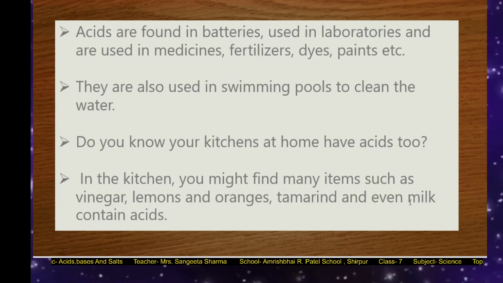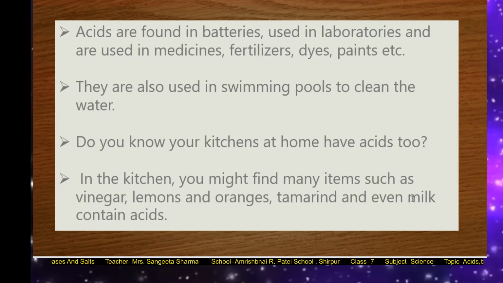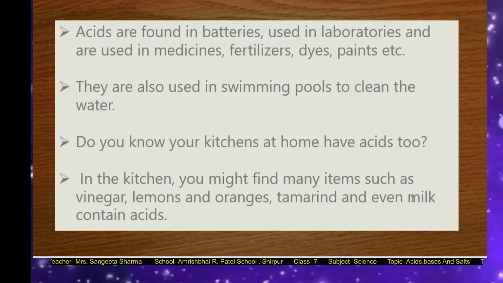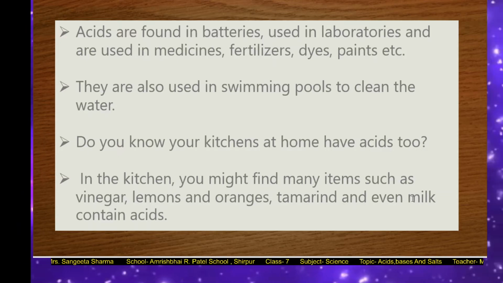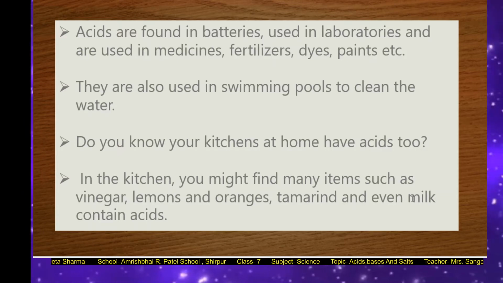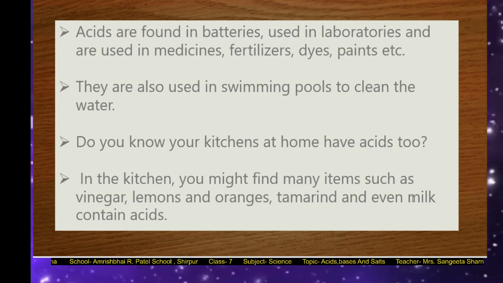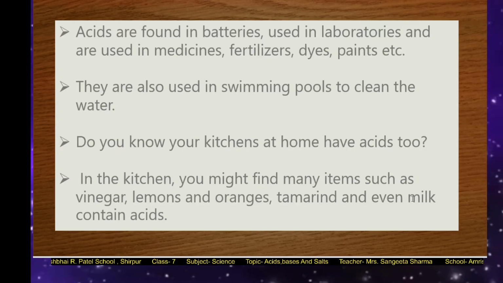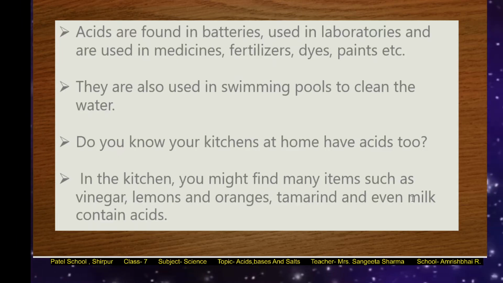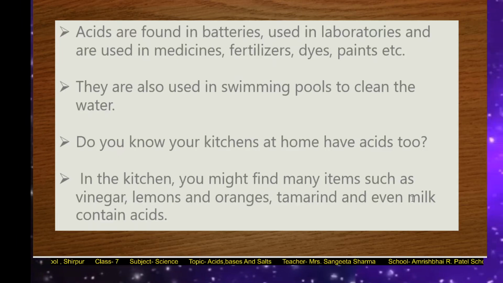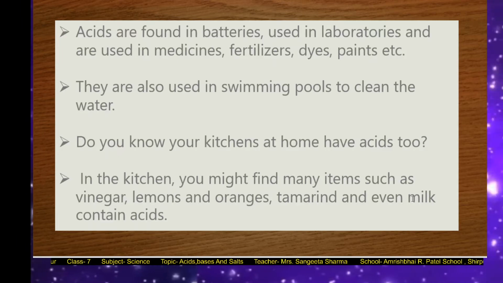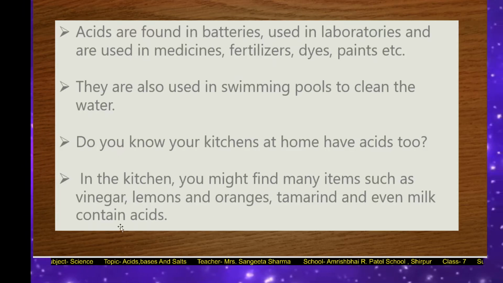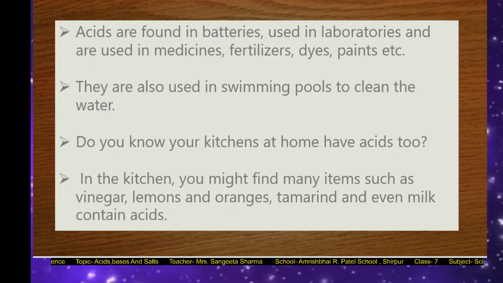We will not write the example of milk in the acidic substances, because milk does not contain acid. Here I have mentioned it because I wanted to tell you that you can write curd here, because curd has lactic acid, instead of writing milk. But from which substance do we make curd? From milk. Milk contains lactose sugar, and that is converted into lactic acid when we make curd. Now we are moving towards the next slide.